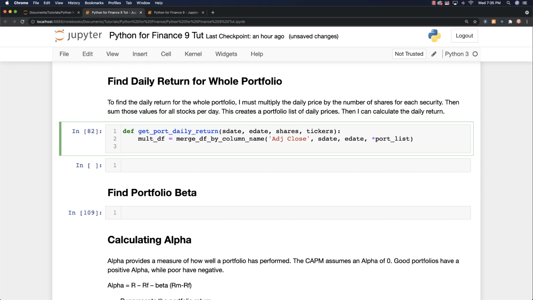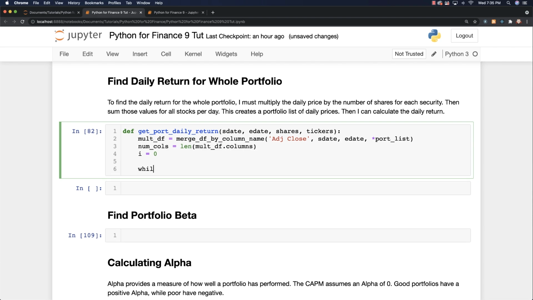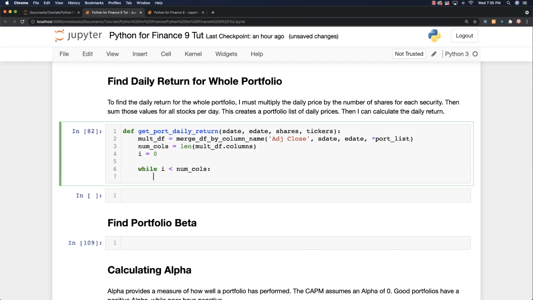All right. Then I want to get the number of columns or the number of securities that I have in the portfolio. To do that, you go length, mult df dot, and call columns. All right. Then what I need to do is I need to multiply each stock column by the number of shares. So I'm going to go and create I is equal to 0. And then I'm going to go, while I is less than the number of columns, then I'm going to get mult DataFrame and tickers, and each individual ticker symbol is going to be put inside of this new data frame by name. That's where I'm getting that.